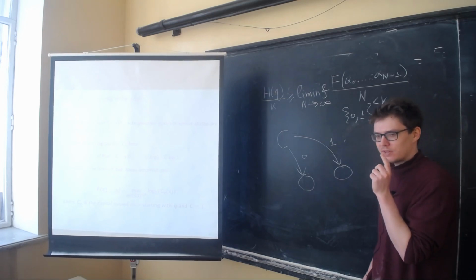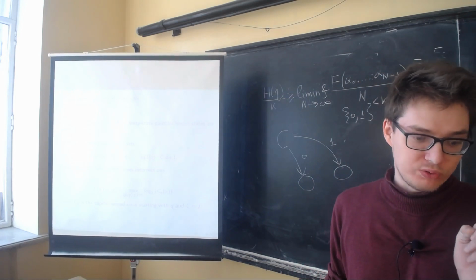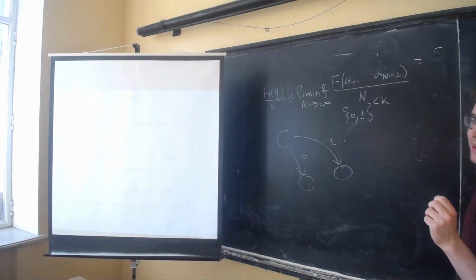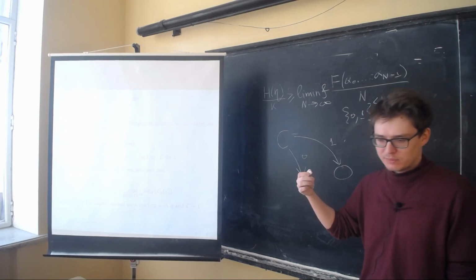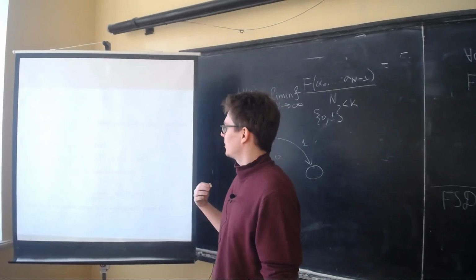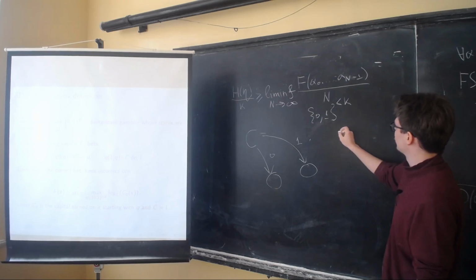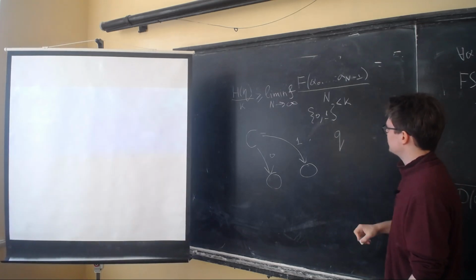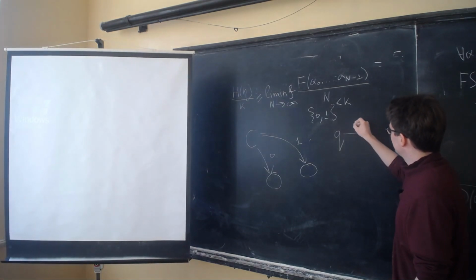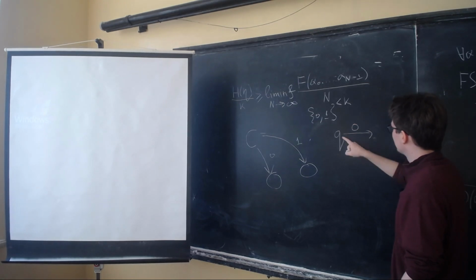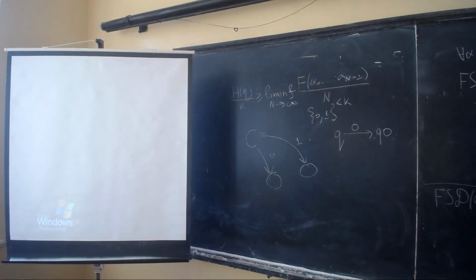Okay, and I should also define how the states of a machine evolve. It's a natural thing. So basically, the machine works as follows. If it is in state Q, and it reads a bit, for example 0, then it comes into state Q0. Okay?